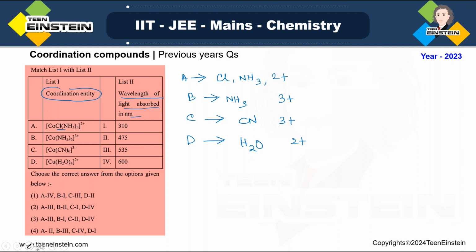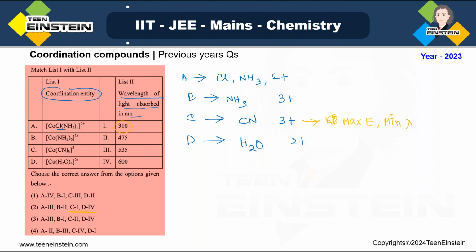Now in which case do you have the strongest ligand present? It is obviously the cyano ligand, which is present in C. So this should have the highest, I am writing max energy. Now max energy means minimum wavelength, and minimum wavelength here is 310. That means C should be associated with 1. C associated with 1, that you can get only in option 2.